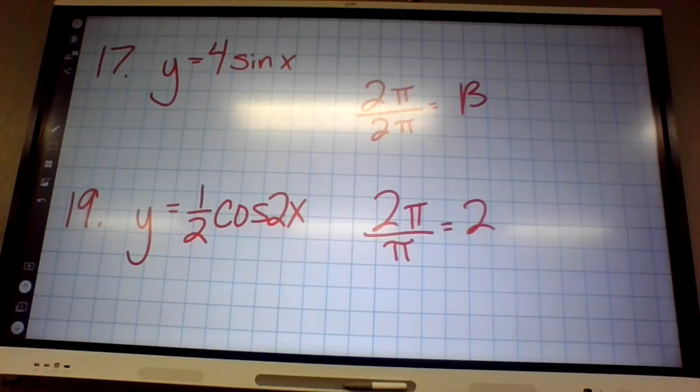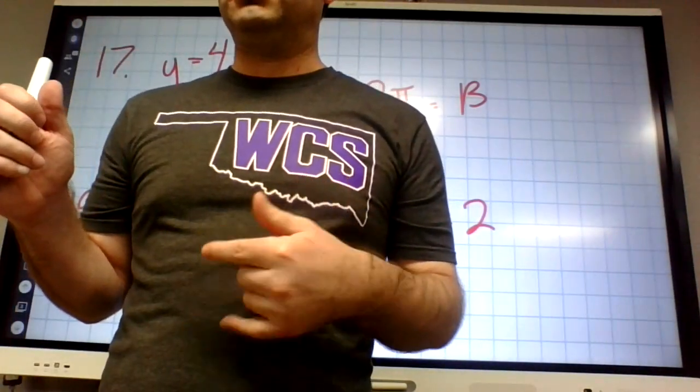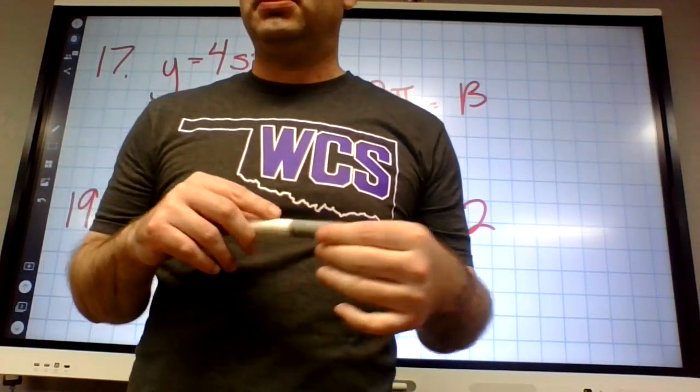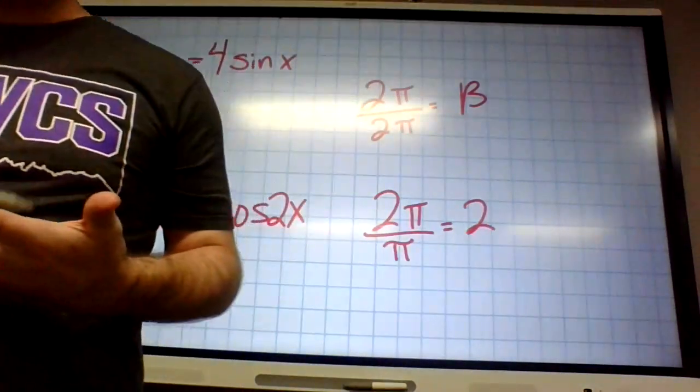So on 18, would it be negative? Right, 18 looks like a negative what? Looks like a negative cosine. Yeah, 18 is an upside down cosine.